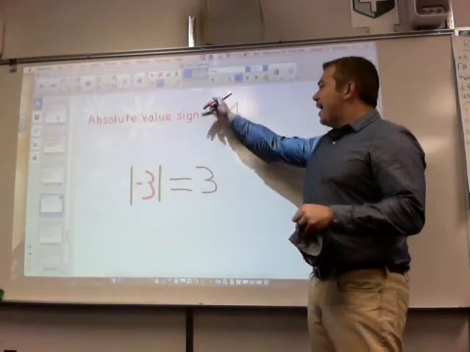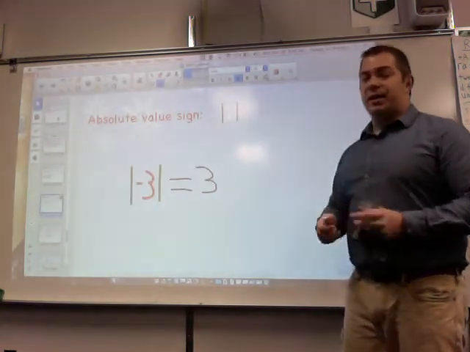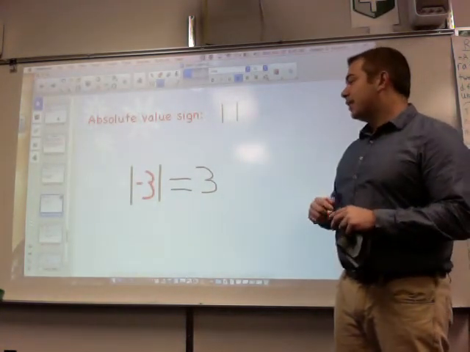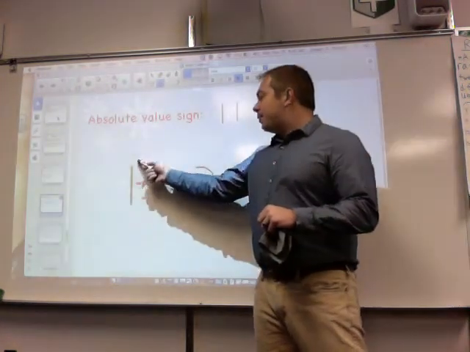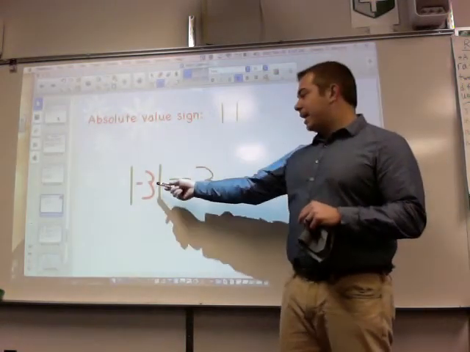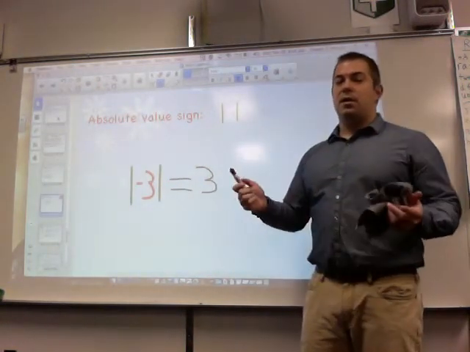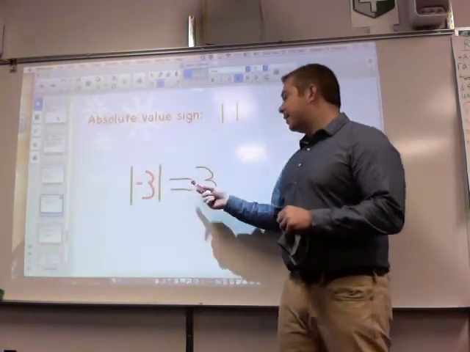So absolute value has a sign. It looks like an 11, or a couple of L's, or a couple of sticks. I don't know. But it just looks like a couple of straight lines. So that's what the absolute value sign looks like. So I put the absolute value of negative 3. And what does it equal? Well, negative 3 is how far away from 0? 3. So the absolute value of negative 3 is 3.